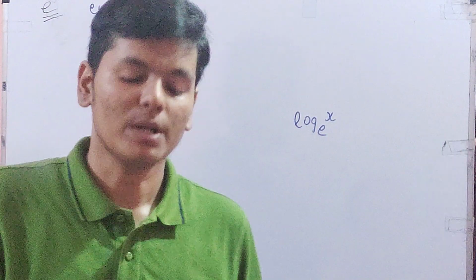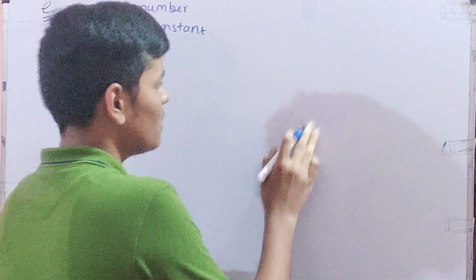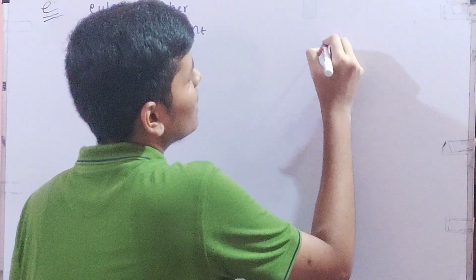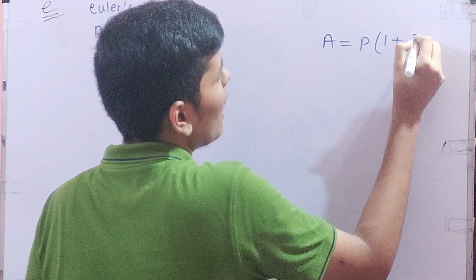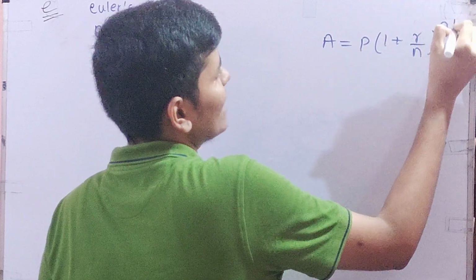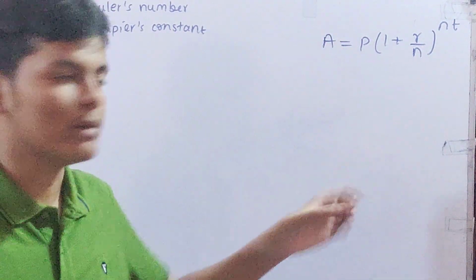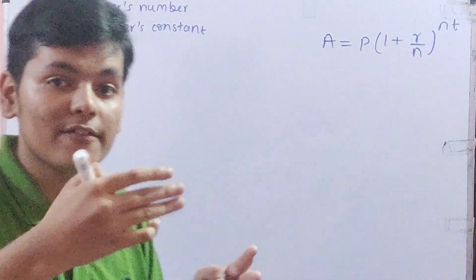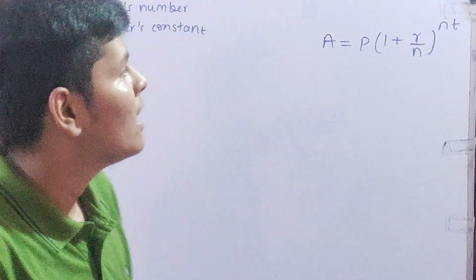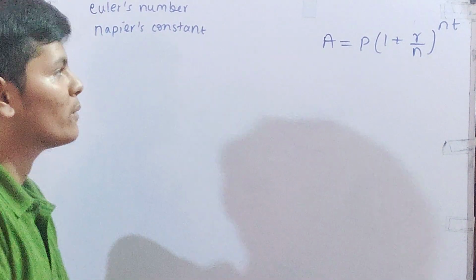Now this Euler's number or Napier's constant can be calculated by using the concept of compound interest. The formula of compound interest is A equals P into (1 plus R by n) to the power of nt, where P is the principal amount, that is the amount which you pay, R is the rate of interest, n is the frequency at which the interest is calculated, and T is the duration for which you are getting the loan or the borrowing, whatever it is.